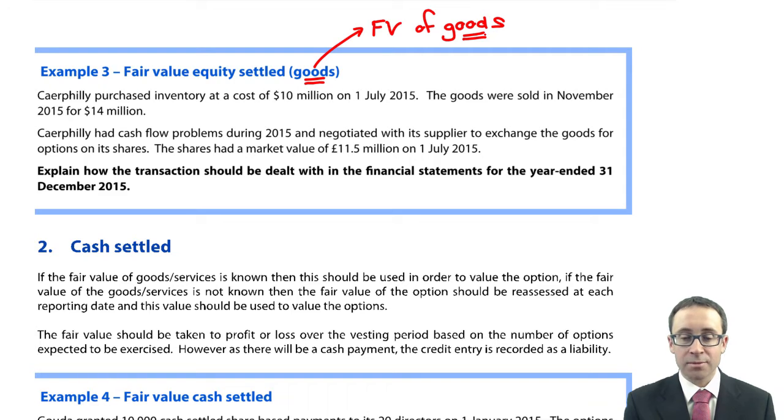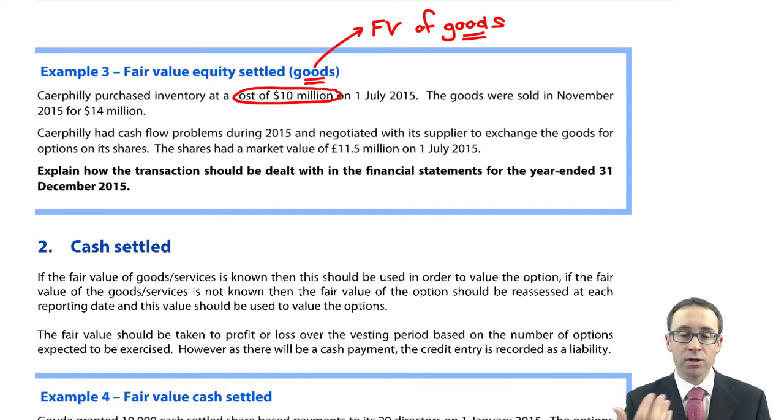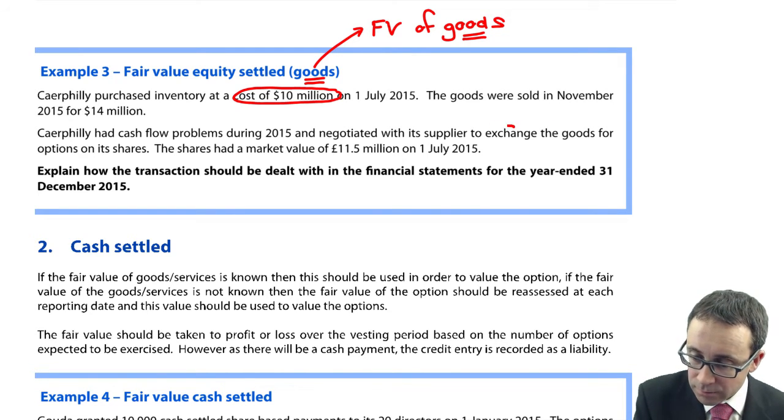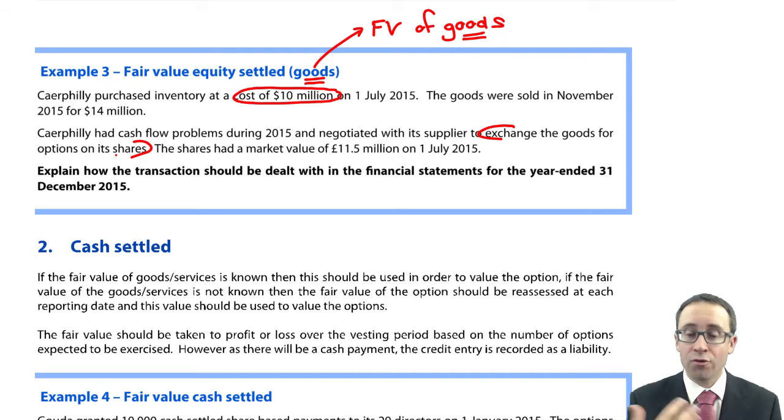Okay, so it says explain how the transaction should be dealt with in the financial statement for December 2015. So here Caerphilly purchased inventory at a cost of $10 million and we sold them in November. So there's a profit on the sale of $4 million. It says Caerphilly had cash flow problems during 2015 and negotiated with its suppliers to exchange the goods for options on its shares. So what you have here is, instead of just a standard credit purchase, you have the purchase of goods in exchange for options on your shares.